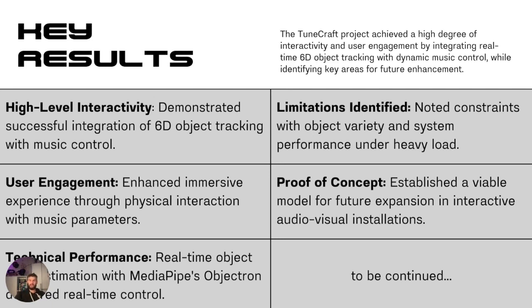MediaPipe's Objectron was a crucial piece in providing precise real-time object pose estimation, which was a cornerstone in the interactivity and responsiveness of the project. Some limitations of the project include the small range of objects able to be detected by MediaPipe, as well as the performance lag due to limited compute power while running multiple compute-intensive programs at once. Lastly, this project serves as a proof of concept for future projects in the realm of interactive installations, demonstrating the potential and feasibility of similar computer vision-driven projects.